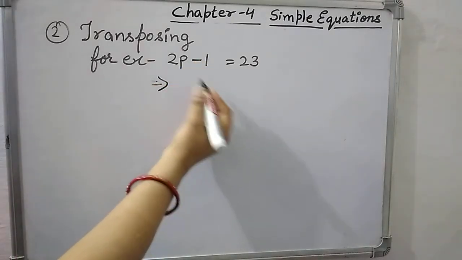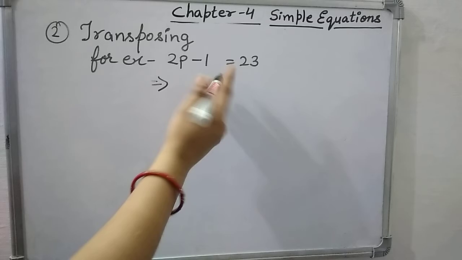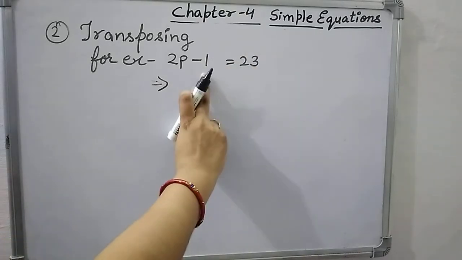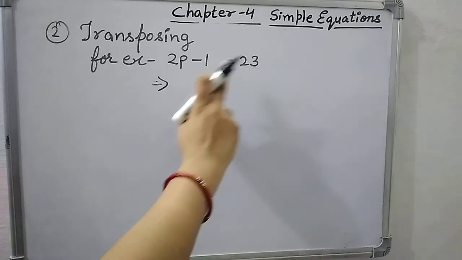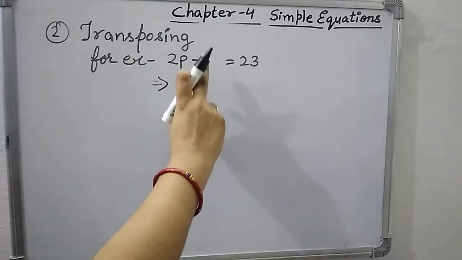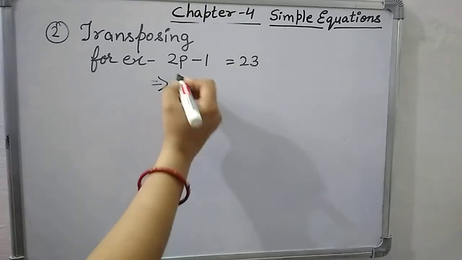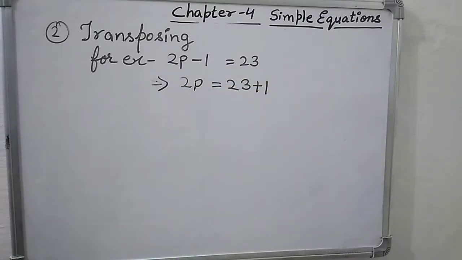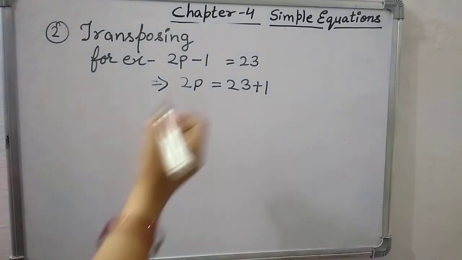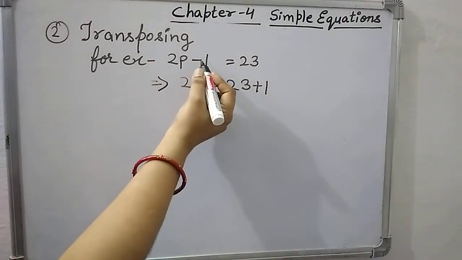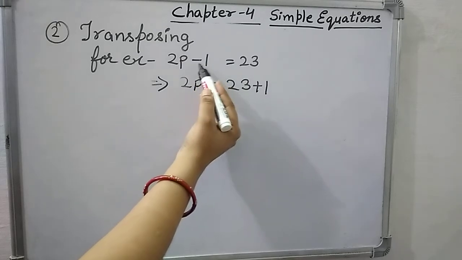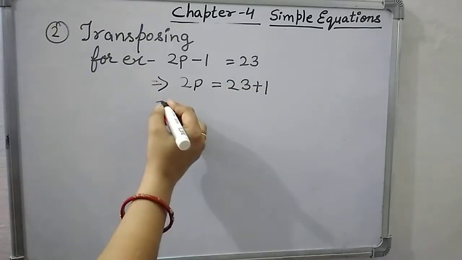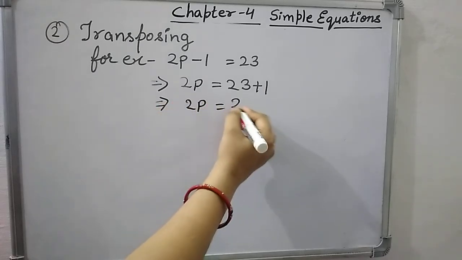So here we can see 2p is with this minus 1. So we will transpose this minus 1 from LHS to RHS, and it will change its sign also. This is the condition of transposing, that sign will get changed. So this gives 2p equal to 23 plus 1. This minus 1 has been changed its position from LHS to RHS and its sign. So now this is 2p equal to 24.